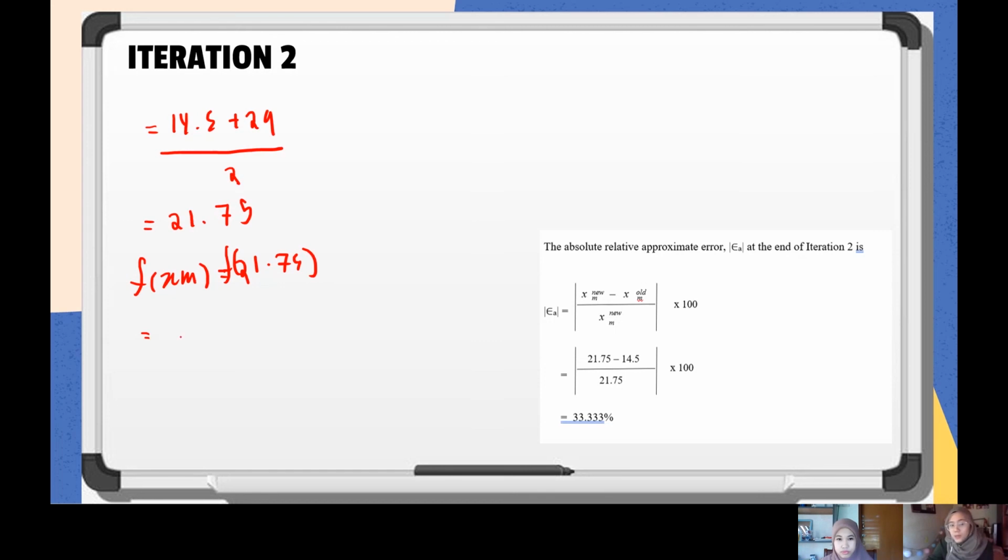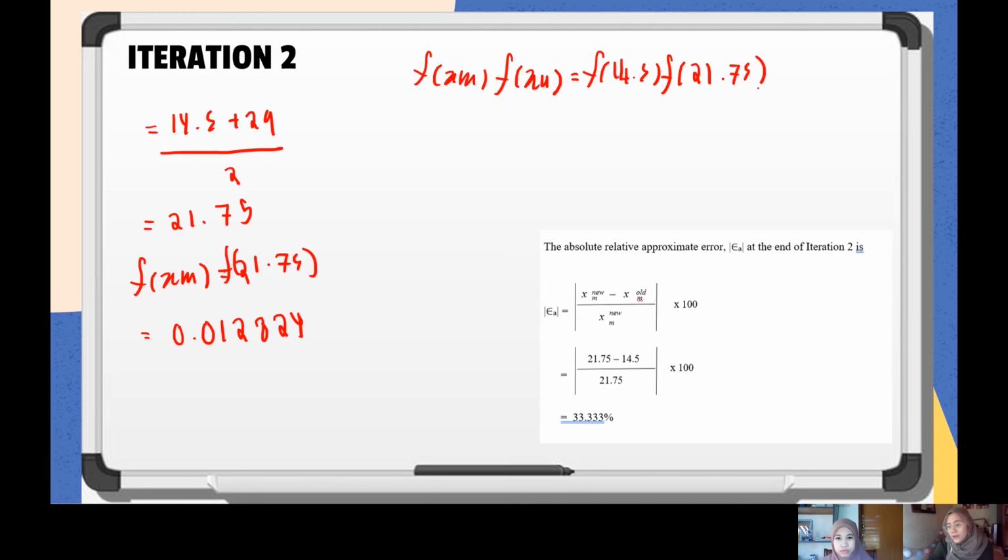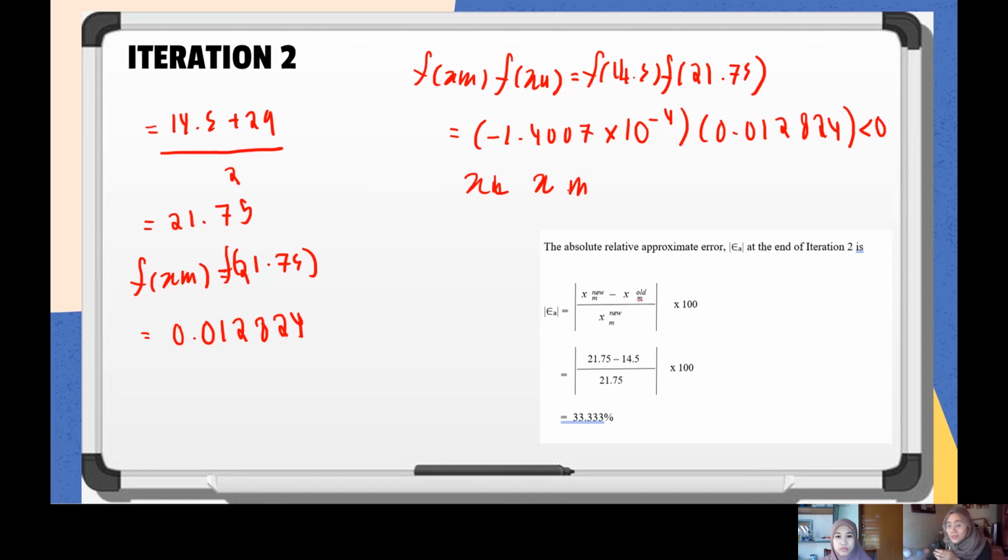f(21.75), and will give us an amount of 0.012824. So as we did previously, multiply the two of them, f(xu), which is f(14.5) and f(21.75), which is negative 1.4007 multiplied by 10 to the power of negative 4, and this amount, which is 0.012824, still lesser than 0. Hence now the root is bracketed between xu and xl and xm, that is between 14.5 and 21.75.